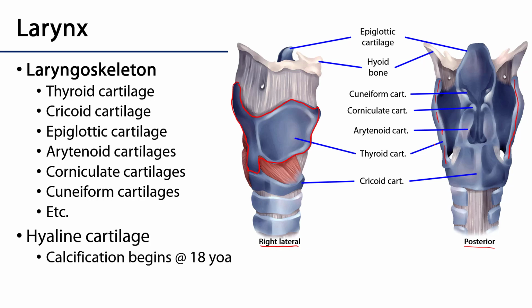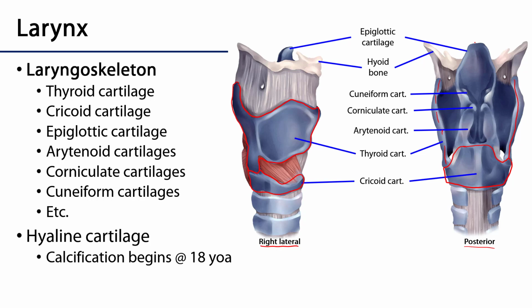That thyroid cartilage sits atop the cricoid cartilage. Cricoid cartilage is a complete ring, so all the way about the larynx here, and it is the only cartilage which is 360 degrees complete about the larynx. Cricoid comes from the Greek krikios, which means ring.